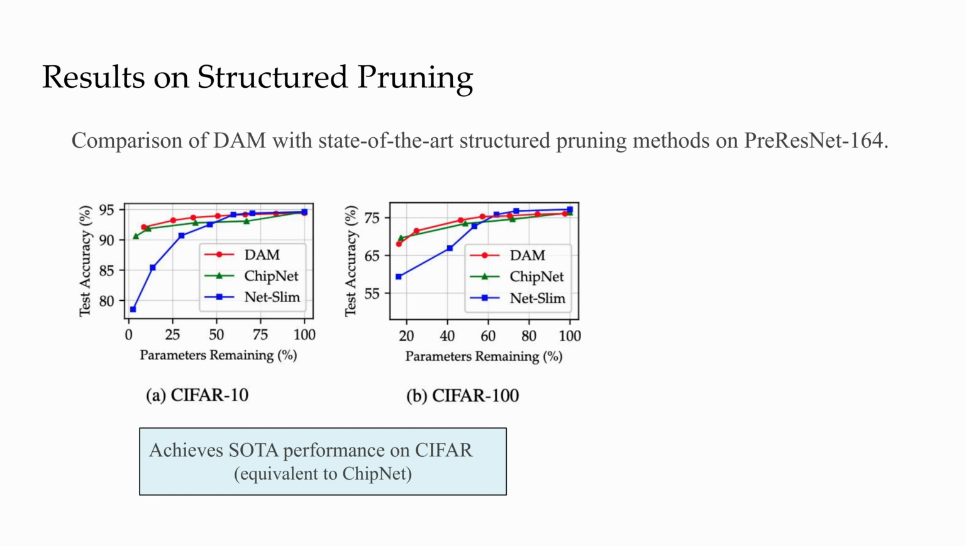In the figure above, we compare the performance of DAM with baseline methods on CIFAR benchmark datasets, where the x-axis shows the parameters remaining, or pruning ratios, while the y-axis shows the test accuracy. We can see that DAM significantly outperforms network slimming and achieves similar test accuracy as ChipNet across all pruning ratios, in spite of being a single-shot pruning algorithm.